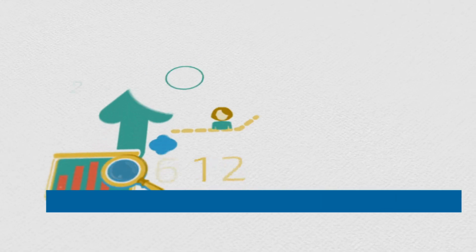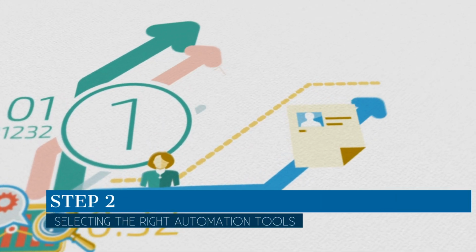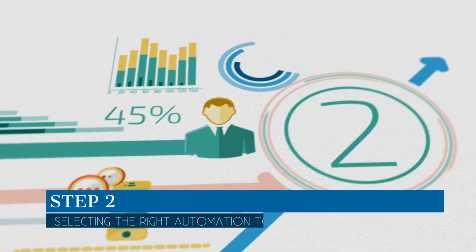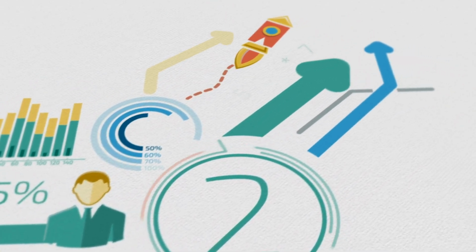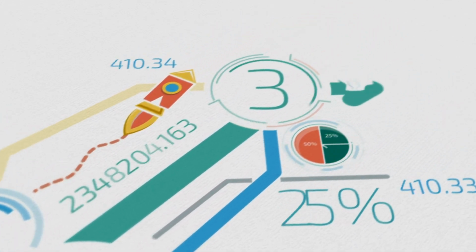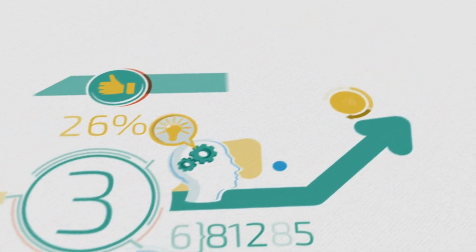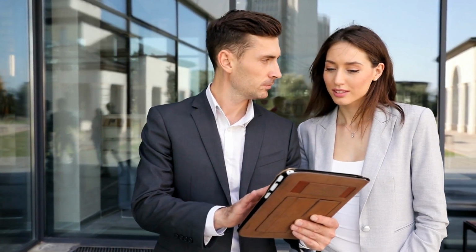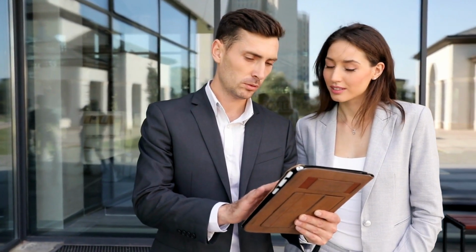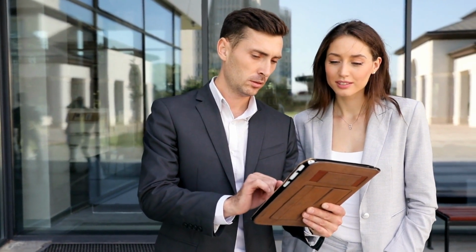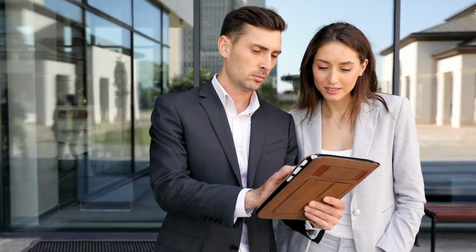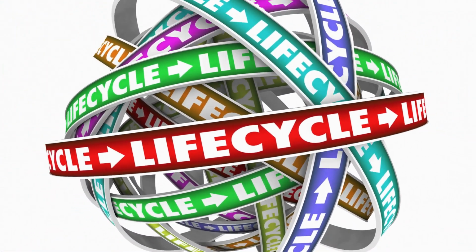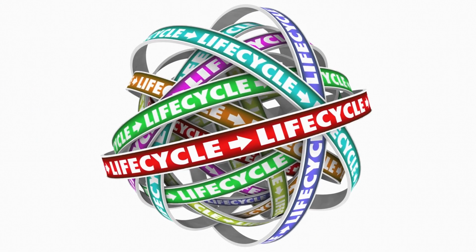Step 2. Select the right automation tools. Salesforce offers various automation tools like Process Builder, Workflow Rules, and Apex Triggers. Each tool serves a different purpose, and understanding which one is best suited for your needs is crucial. For example, if you want to automate simple tasks like updating fields or sending email alerts, Workflow Rules are your best bet. On the other hand, Process Builder is ideal for creating complex, multi-step processes.